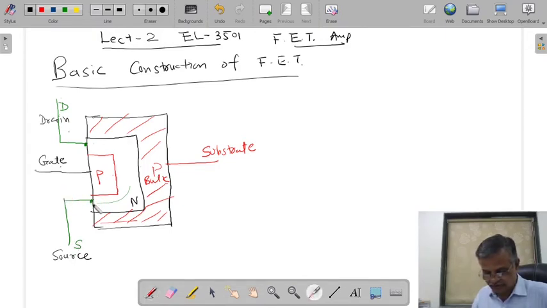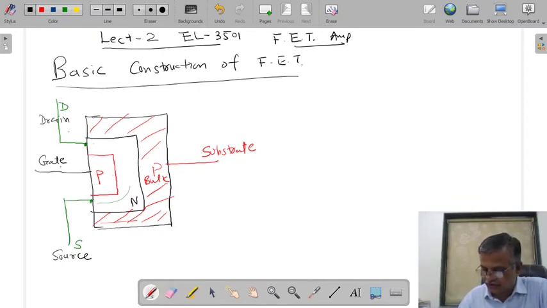So what is the source? Source is a terminal through which charge carriers enter into the channel. This is called channel. Channel is the place through which charge carriers pass. So here charge carriers enter, so it is called source. Charge carriers come out at the drain, and this is your channel. Now the third terminal is called gate. This is your gate, which controls the flow of the charge carriers. So it has three terminals: gate, drain and source.